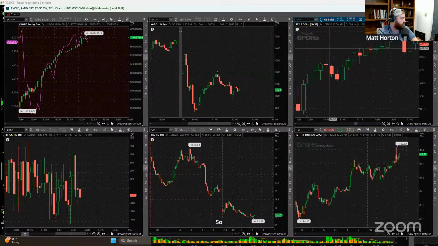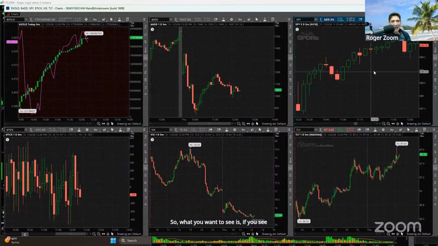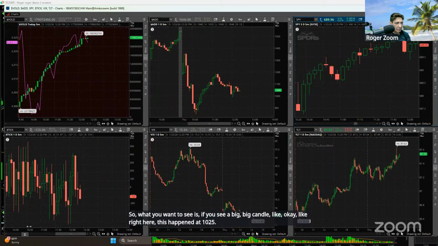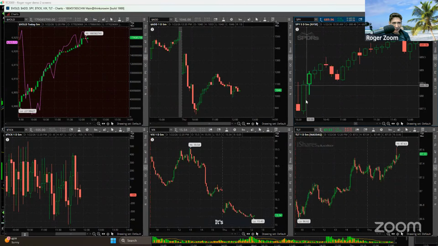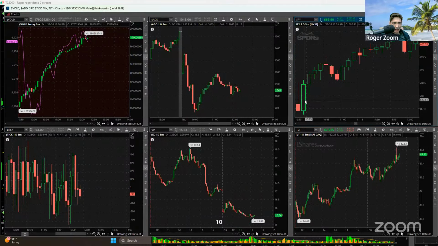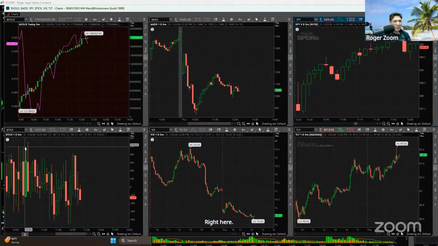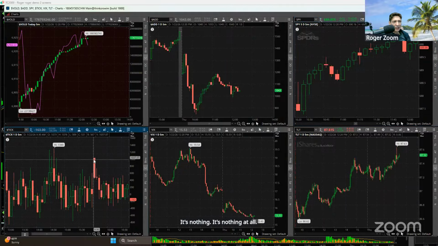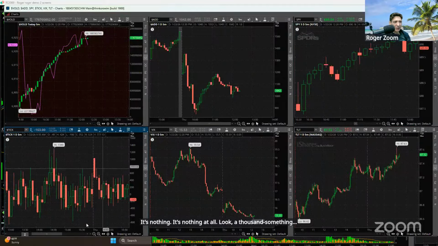So what you want to see is if you see a big, big candle, like right here, this happened at 10:25. It's a big up candle. This is a big, big up move here. 10:25. Right here, we went up to 500. It's nothing. It's nothing at all. Look, 1,000 is something, 1,000 is 900 something.